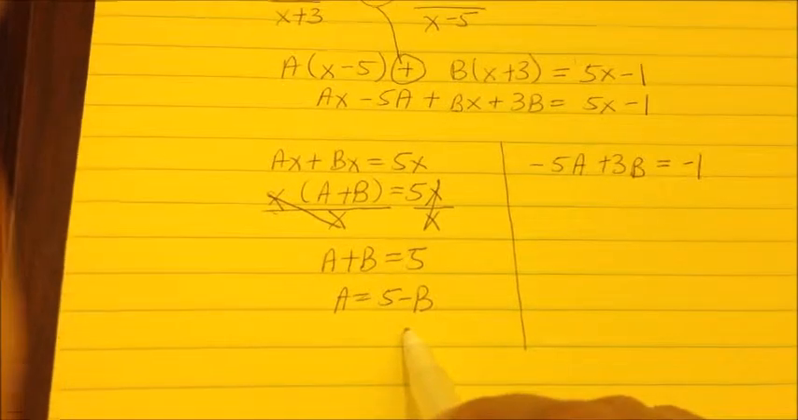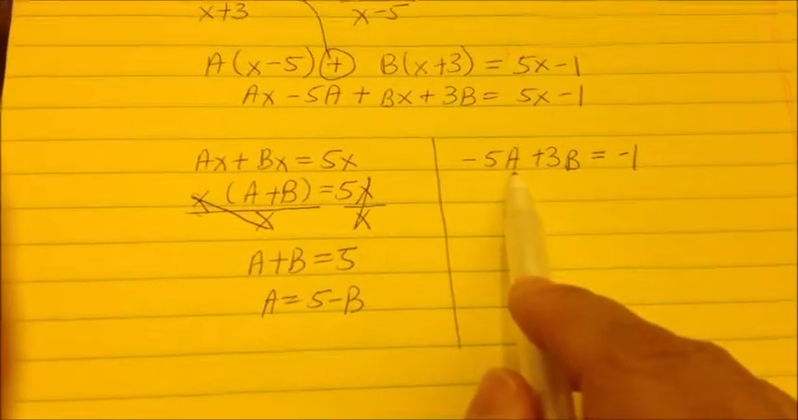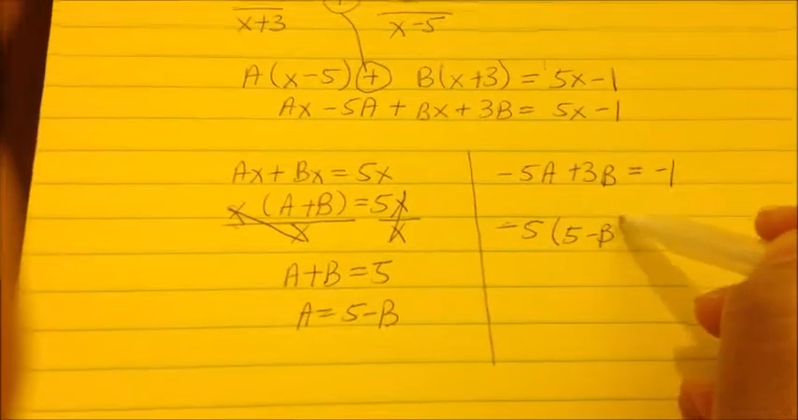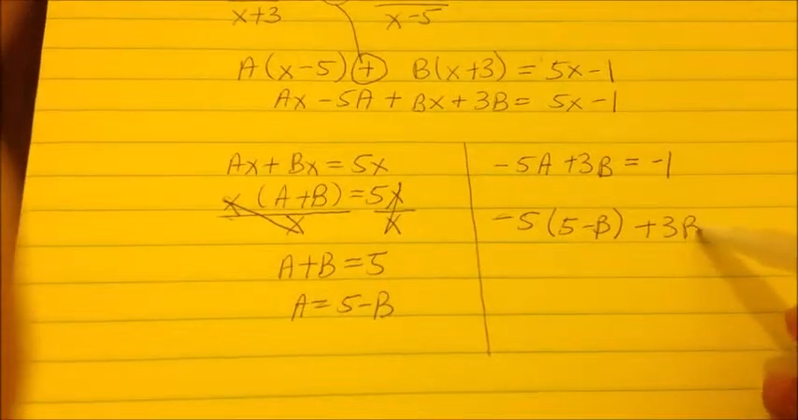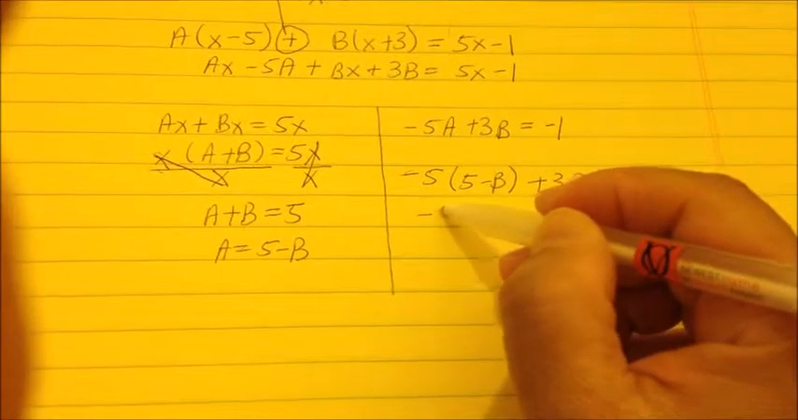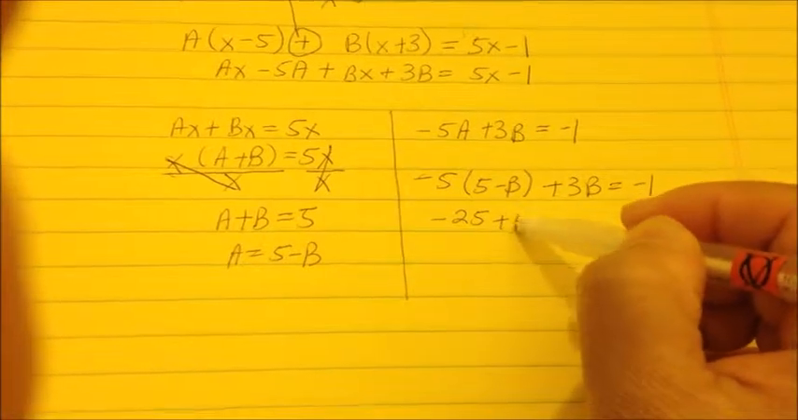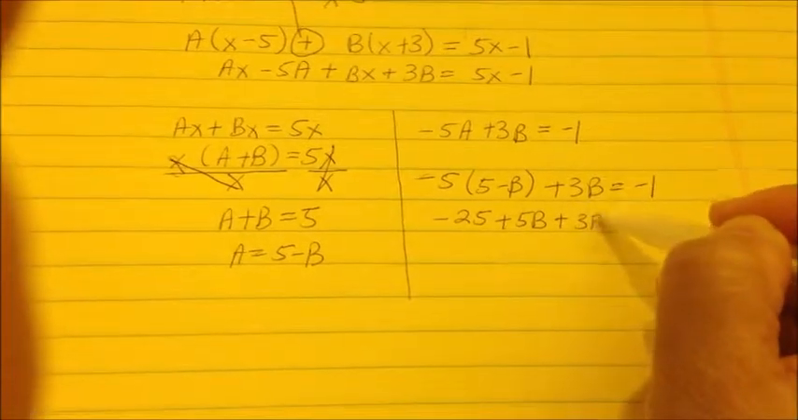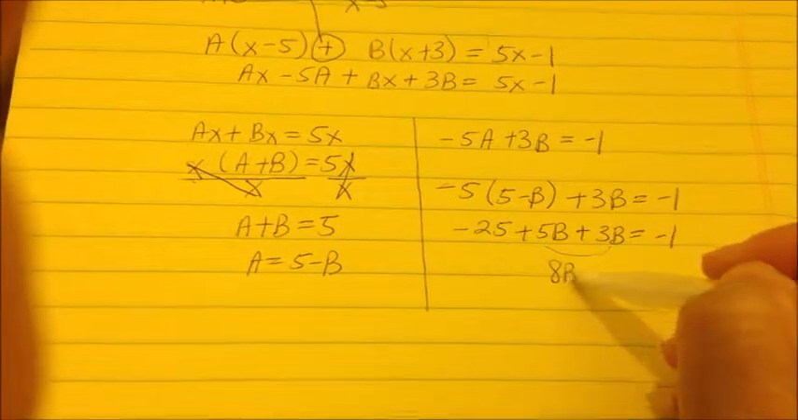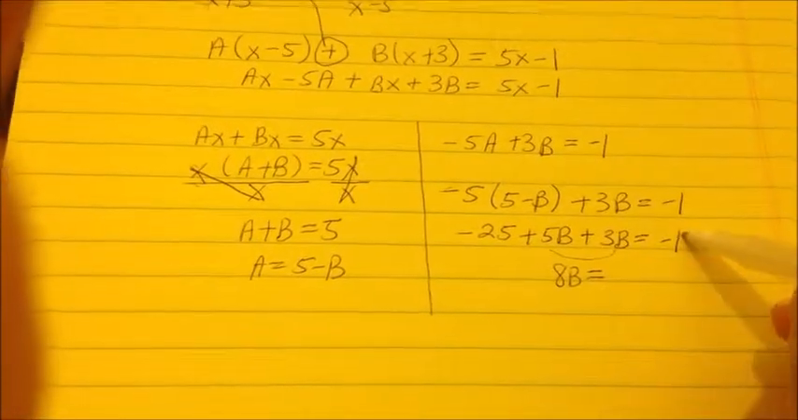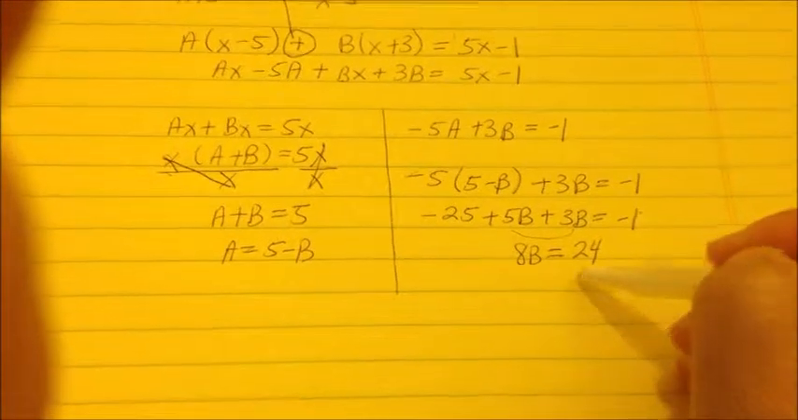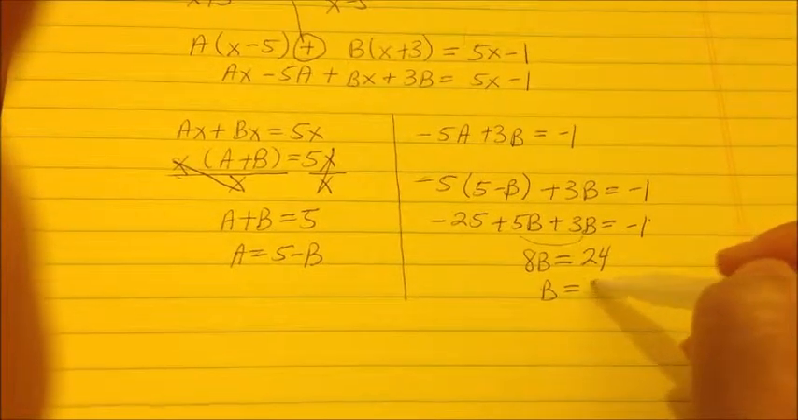I'm going to take this and substitute it into this part right there. So I now have negative 5 parentheses 5 minus B, which is what I substituted in, plus 3B is equal to negative 1. Now I'm going to distribute the negative 5, which gives me negative 25 plus 5B plus 3B is equal to negative 1. We'll combine like terms, which gives us 8B is equal to, and then we bring the 25 over to the other side by adding it, which gives me 24. We divide both sides by 8, so B is equal to 3.